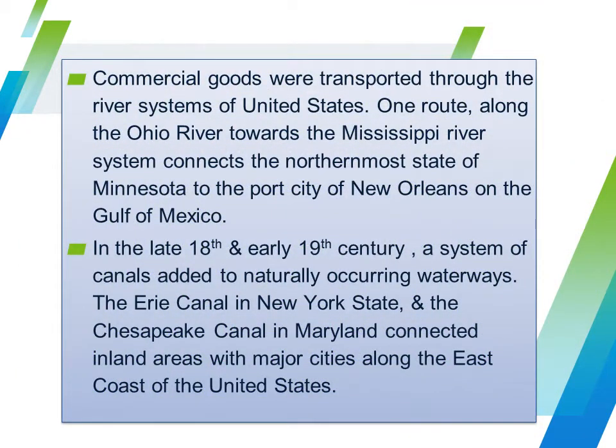So let us see how commercial goods were transported through the river systems of the United States. One route along the Ohio River towards the Mississippi River system connects the northernmost state of Minnesota to the port city of New Orleans on the Gulf of Mexico. In the late 18th and early 19th century, a system of canals added to naturally occurring waterways. The Erie Canal in New York State and the Chesapeake Canal in Maryland connected inland areas with major cities along the east coast of the United States.